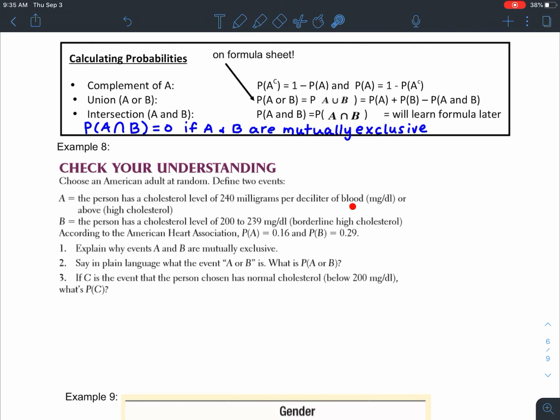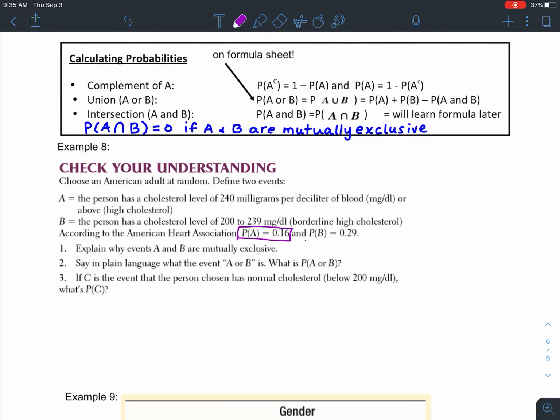It says we're going to let event A be a person has a cholesterol level of 240 milligrams per deciliter of blood or above. And event B is that a person has a cholesterol level between 200 and 239 milligrams per deciliter of blood. Apparently, anything between 200 and 239 is borderline high. Anything over 240 or 240 is high cholesterol.